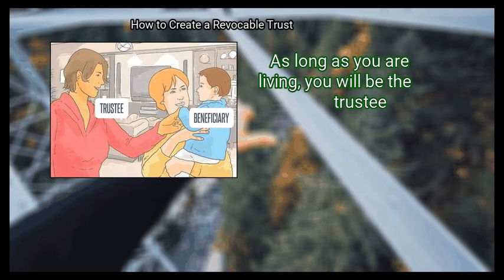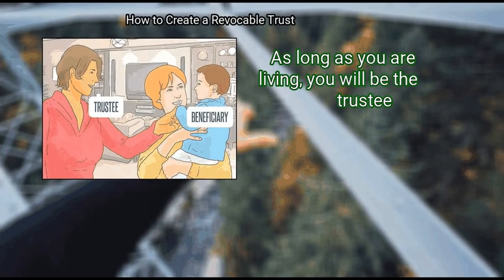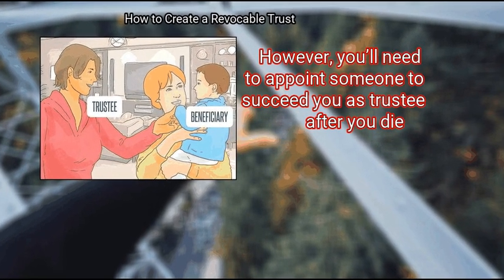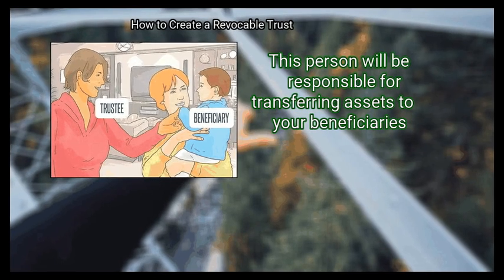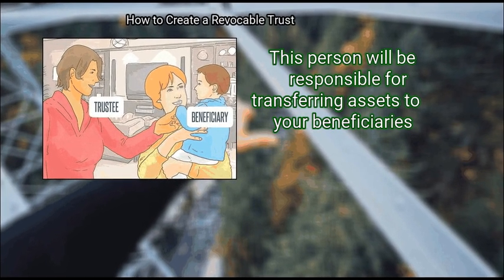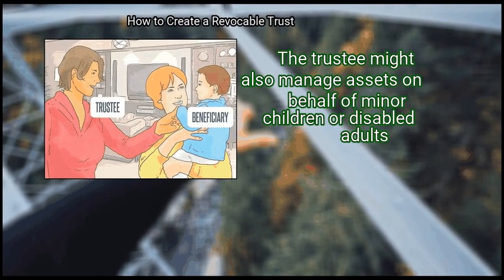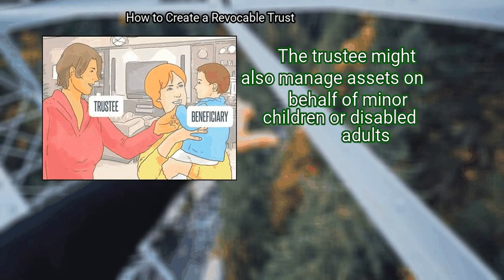As long as you are living, you will be the trustee. However, you'll need to appoint someone to succeed you as trustee after you die. This person will be responsible for transferring assets to your beneficiaries. The trustee might also manage assets on behalf of minor children or disabled adults.